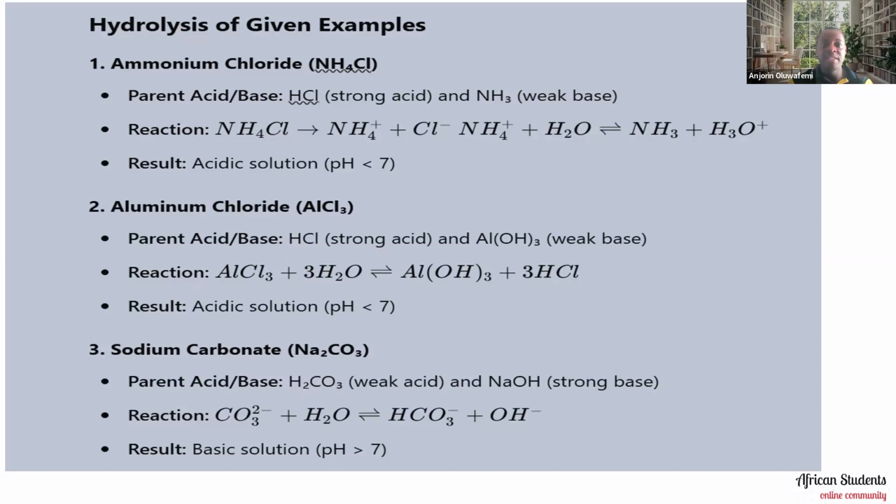So ammonium chloride is an acidic salt because when it dissolves or hydrolyzes, it will give us hydronium ion. Aluminium chloride is another one; when it hydrolyzes in water, it will give an acid, so to speak. So it's an acidic salt. Sodium carbonate is a basic salt, and the reason is because it gives what? Hydroxide ion when it dissolves or hydrolyzes in water.